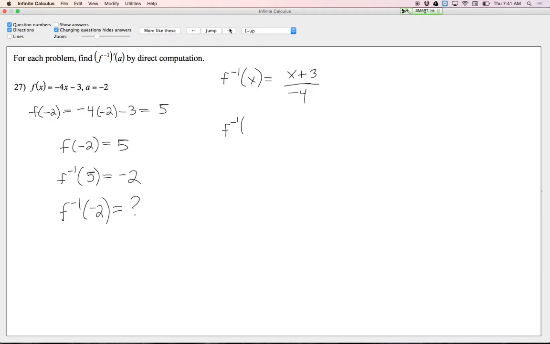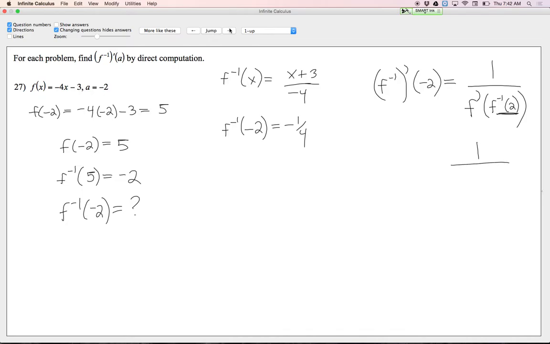So then f inverse of -2 would be what? -1/4, correct? Now, you want to find the derivative of the inverse at -2. So according to the shortcut, it would be 1 over the derivative of the original function evaluated at the inverse of -2. What is this? Negative 1/4. So it's going to be 1 over the derivative of the original function evaluated at negative 1/4. So we find the derivative of the original function. Well, again, this is silly because it's a constant. So the derivative of this is what?